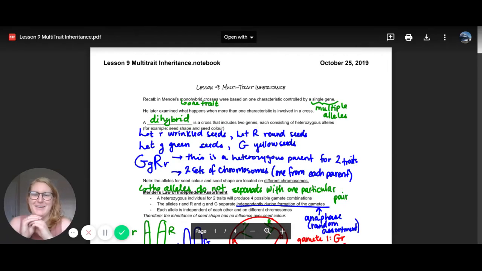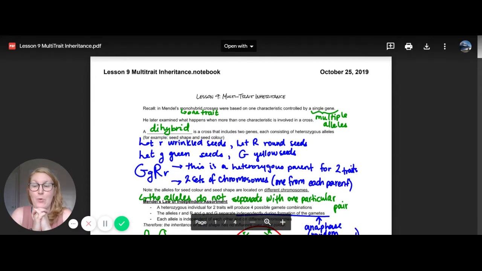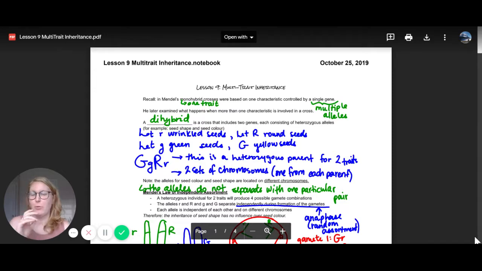Okay, hi everyone. This lesson is going to start looking at more than one trait. So, thus far, we've only talked about one trait at a time, which you might remember was called a monohybrid, differing by just the one trait. And they were only controlled by one single gene, or that's what we assumed through doing our Punnett squares and our problems.